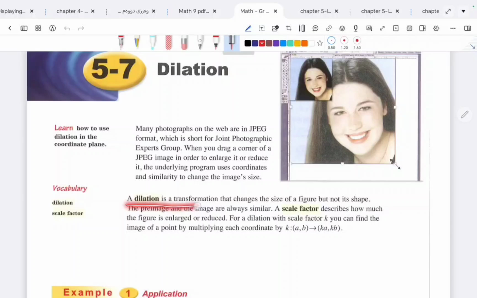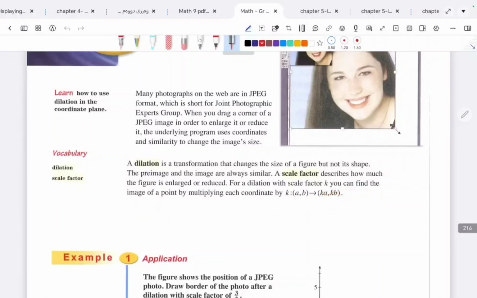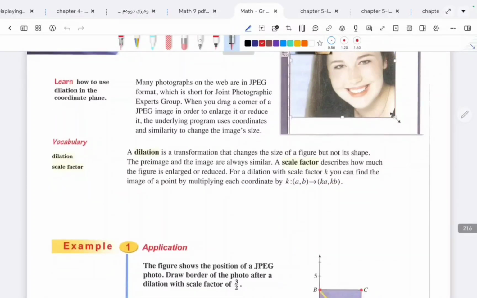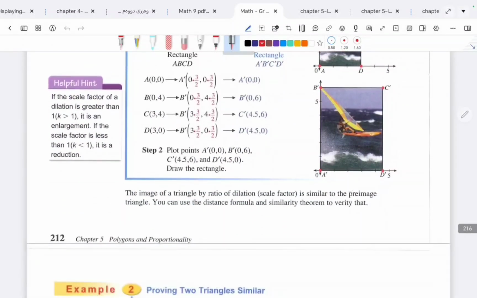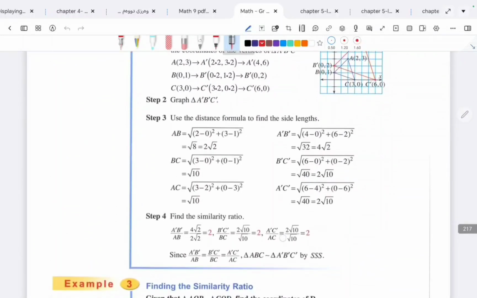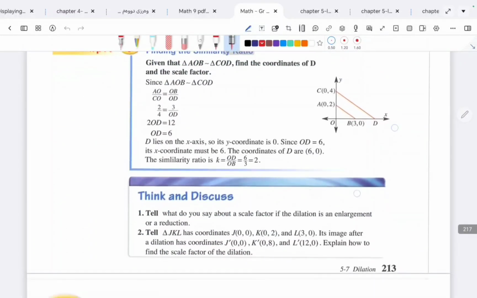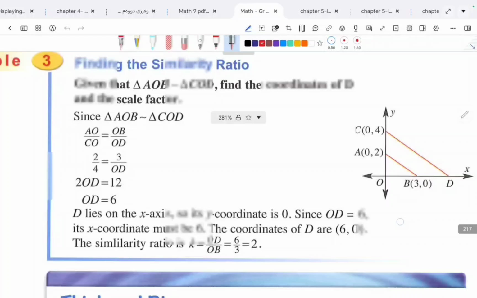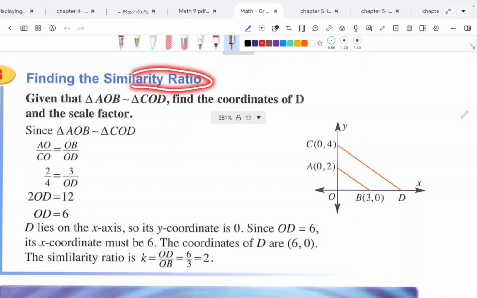A dilation is a transformation that changes the size of the figure but not its shape. Pay attention. It's just like zoom in and zoom out, and we have a scale factor that describes how much the figure is enlarged or reduced. The important section in this topic is how to find the coordinate. For example, in this question, finding the similarity ratio.